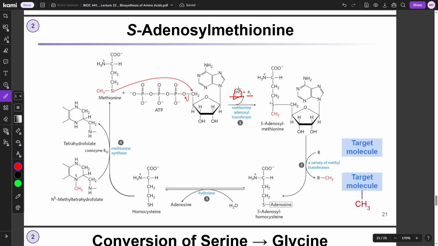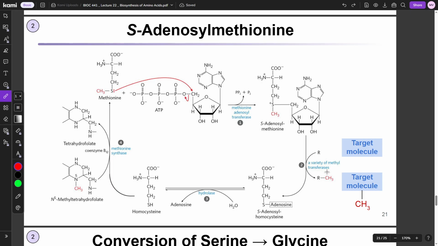This pyrophosphate group is then hydrolyzed later, right, to release some energy. And so then you end up with this thing. This is done through methionine adenosyltransferase. And then when you end up with this thing, you now have this sulfonium ion. And so now you can just use a variety of things, like there are a bunch of methyltransferases, and they are able to take the CH3 off of it.